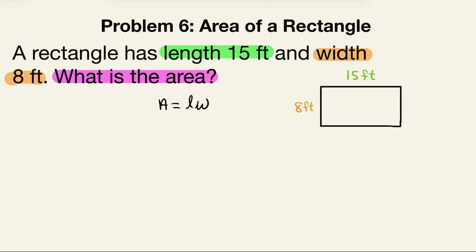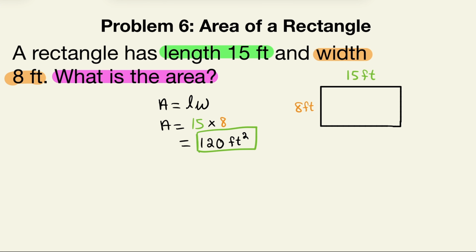So use the formula and plug in your numbers. So we have area equals the length, 15 feet, times 8 feet. And so that equals 120. But it is not enough to just say 120. You always need to include the units on the EOC. So this is 120 square feet, or feet squared. And that is the final answer.